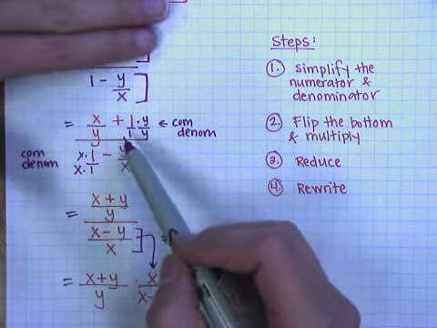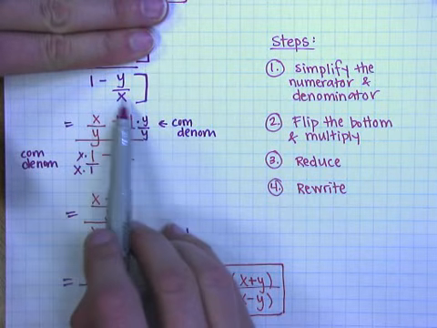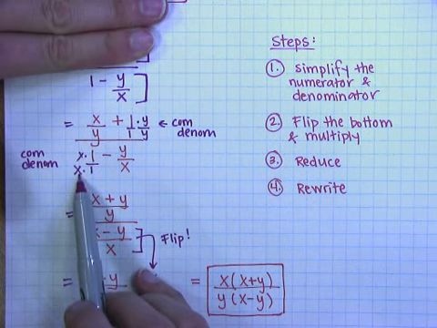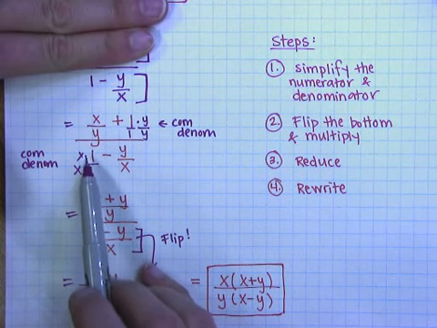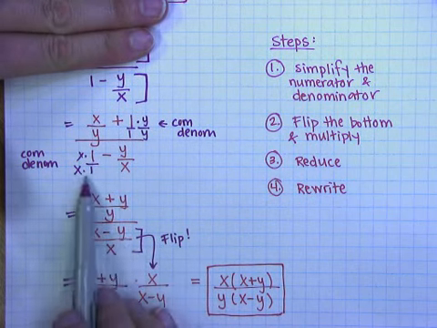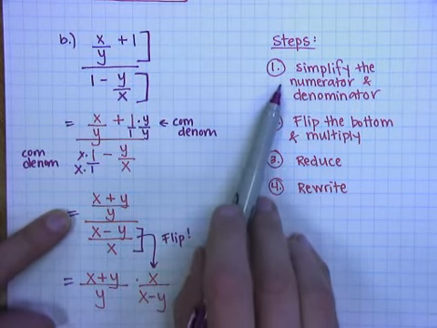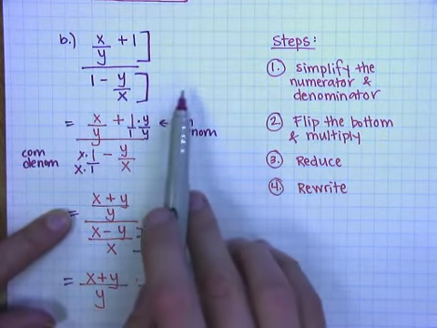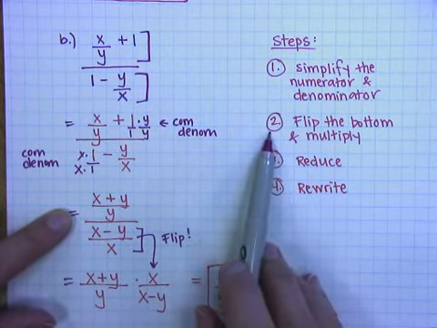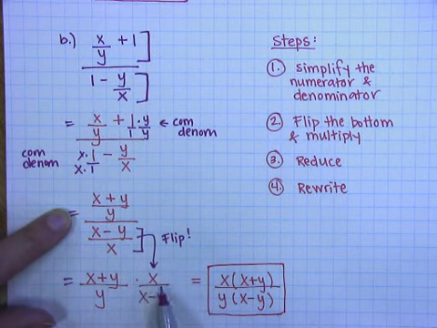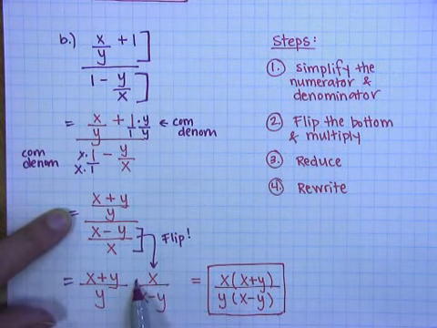And then I need to do the same thing for the denominator. So obviously here I'm going to need to get a common denominator, so I multiply top and bottom by x. When I put these together, I get x minus y all over the common denominator x. Okay. After you simplify the top half and the bottom half of the fraction, you're going to flip the bottom and multiply. So I take this bottom fraction, I flip it upside down, and I change it to multiplication.